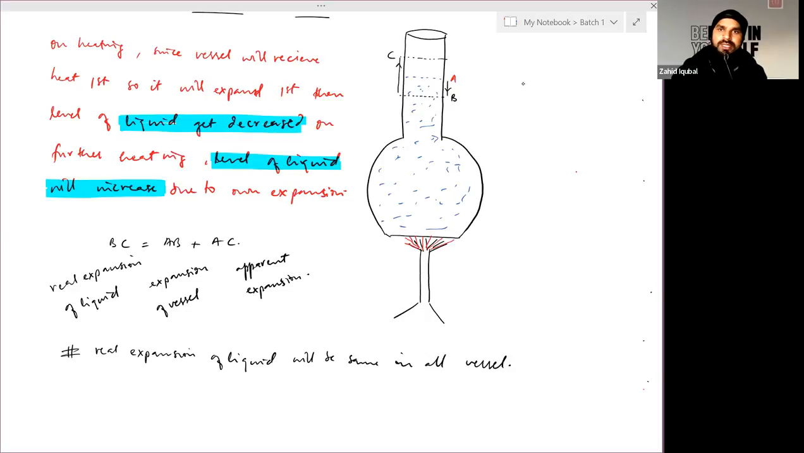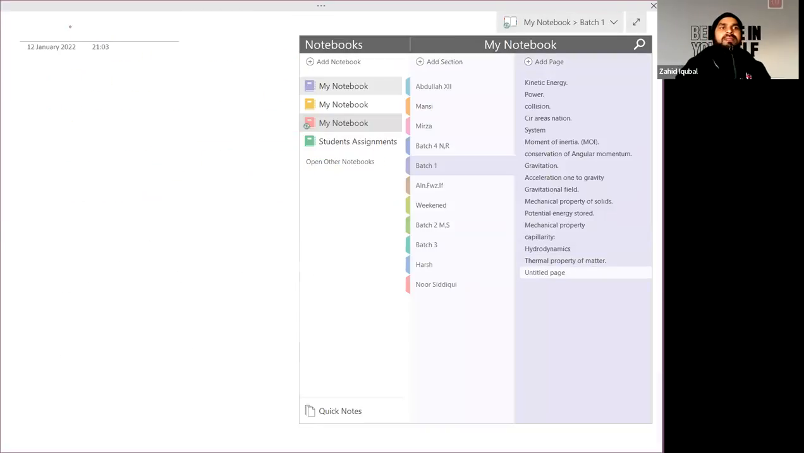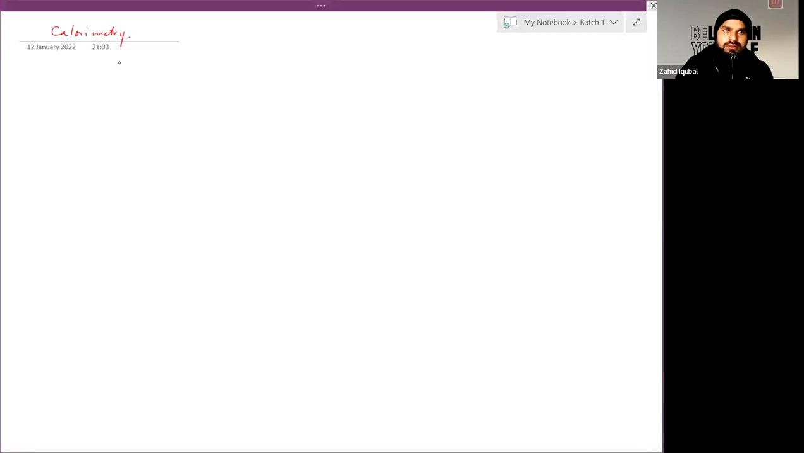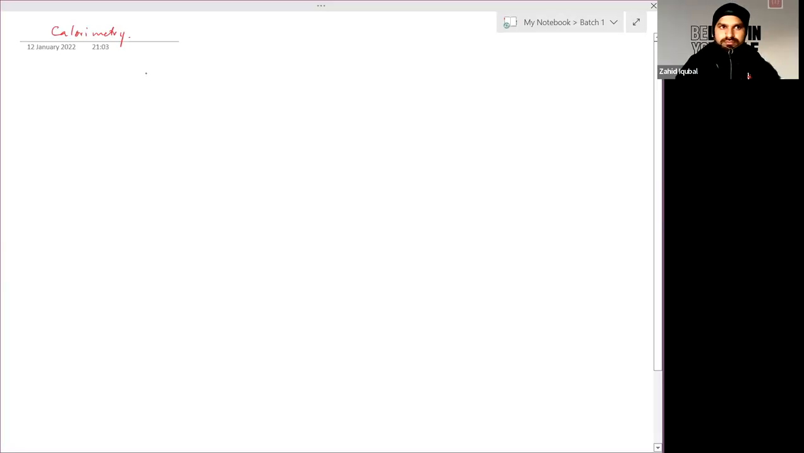Okay, let's start. New part of this chapter is calorimetry. Calorimetry is the study of exchange of heat from one body to another, which results in change in temperature of body, or which results in change of state of them. This study is called calorimetry.